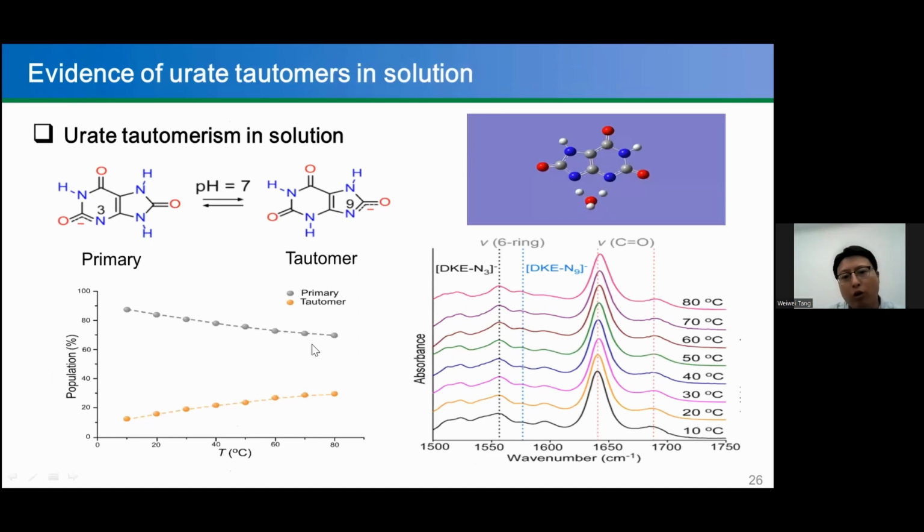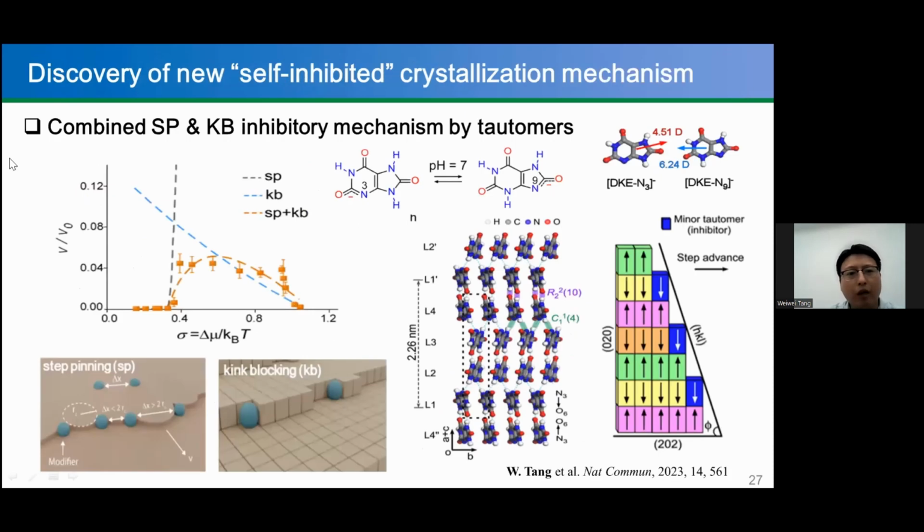Then we would like to know what's happening. By using DFT calculation and IR spectroscopy measurements, we confirm the urate tautomerism in solution, and this minor tautomer presence leads to the growth cessation of crystal growth. Then we revealed a new self-inhibited crystallization mechanism. We found that the urate tautomer is a unique and potent inhibitor that functions with a dual mechanism of step pinning and kink blocking to suppress crystal growth of ammonium urate.